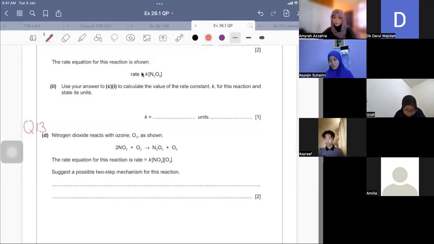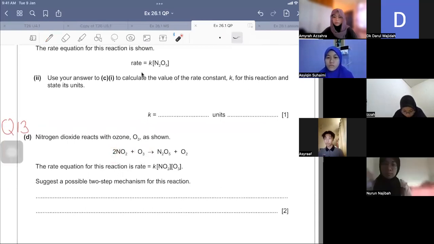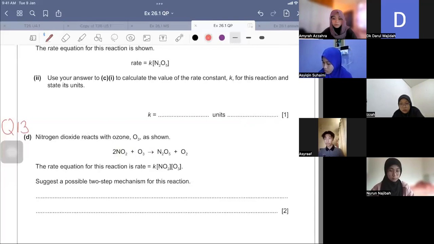Nitrogen dioxide reacts with ozone in the given balance equation, where you have 2 moles of nitrogen dioxide reacting with 1 mole of ozone, O3, to form N2O5 and oxygen. The rate equation is given. Rate is equals to K times the concentration of NO2 times by the concentration of O3. From the rate equation, you can tell that NO2 is first order and O3 is also first order.